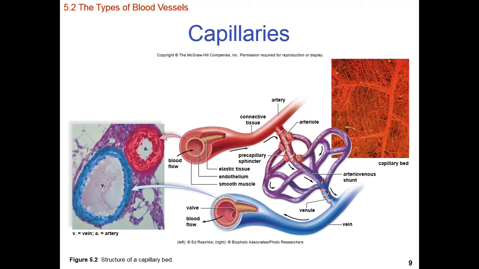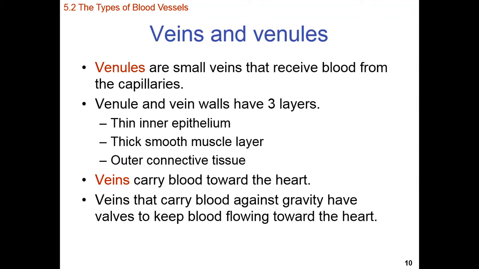Every once in a while, particularly in the lower appendages, so the legs, the one-way valves in the veins will go bad, and that can cause varicose veins or spider veins to develop in individuals.